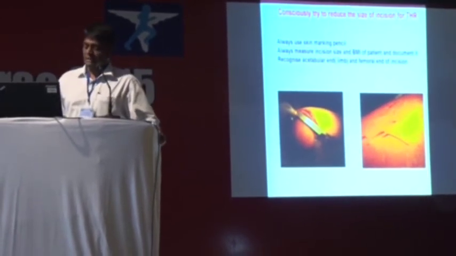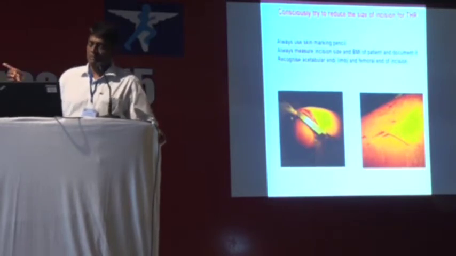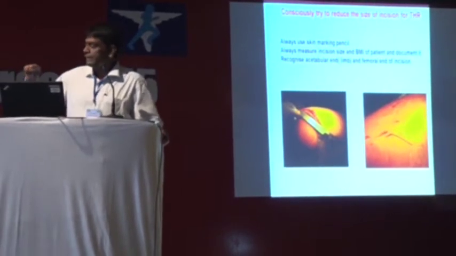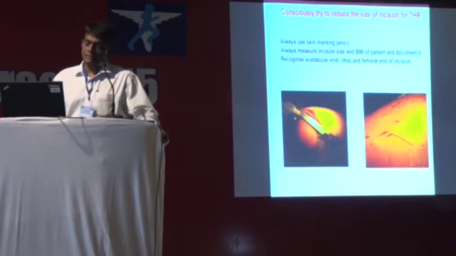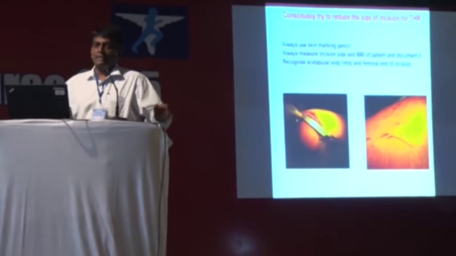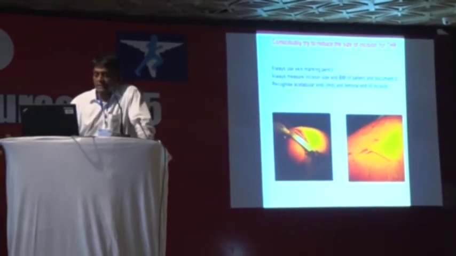A very important point is you must recognize the acetabular end and the femoral end of the incision. The femoral end of the incision is the top side of the incision. The acetabular side is the bottom of the incision. If you're struggling with the acetabular side, there's no point extending the incision proximally. You must extend the incision distally, and the reverse is true. So don't make unnecessary long incisions. Make it as short as possible, but don't do MIS surgery.